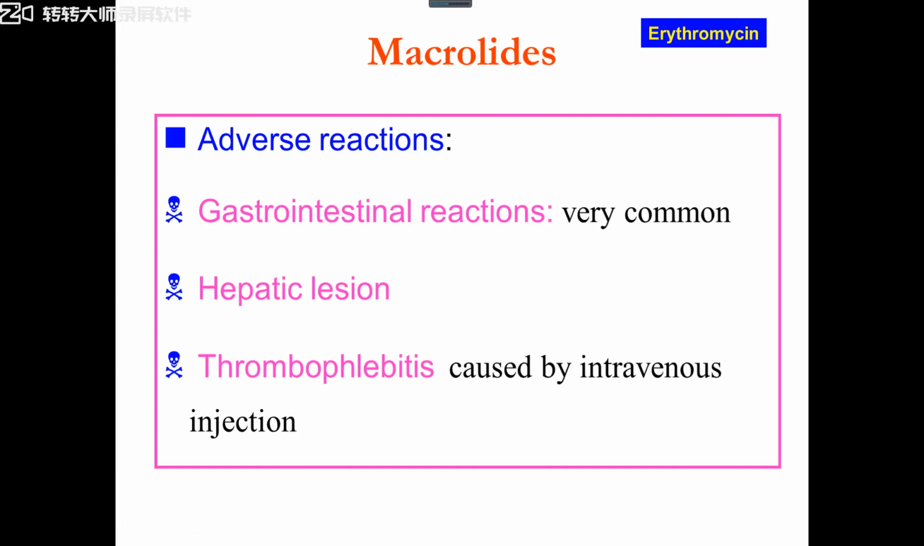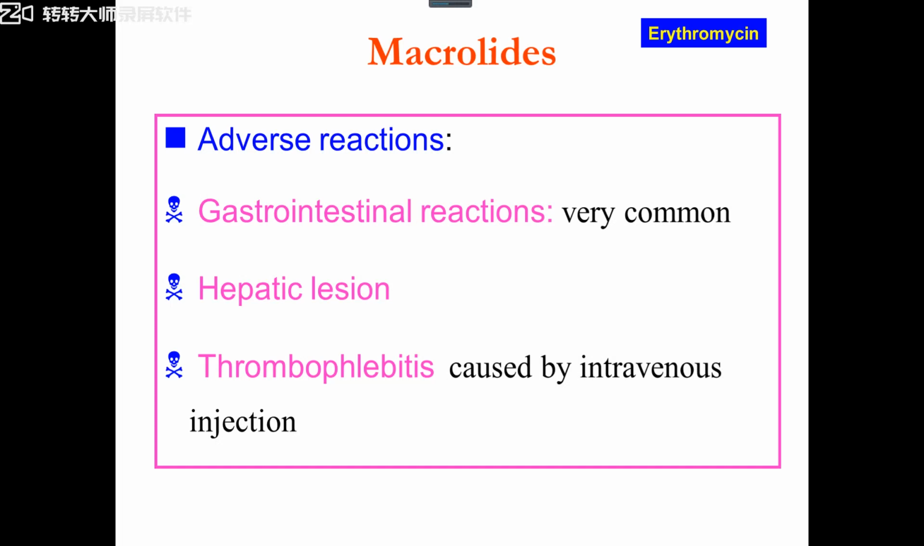Gastrointestinal reactions: patients who use the drug feel an upset stomach, and it may even induce gastric ulcer. It is a very, very common adverse reaction of macrolides. If you have used macrolides, such as erythromycin, azithromycin, or clarithromycin, you will have experienced the gastrointestinal irritation.